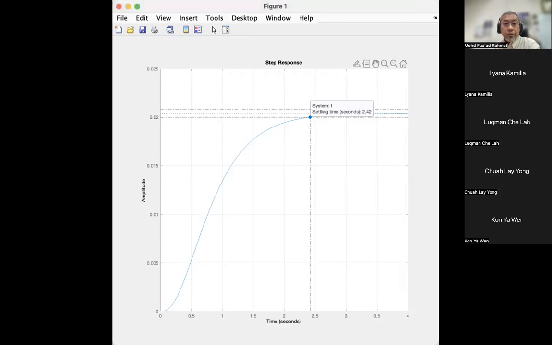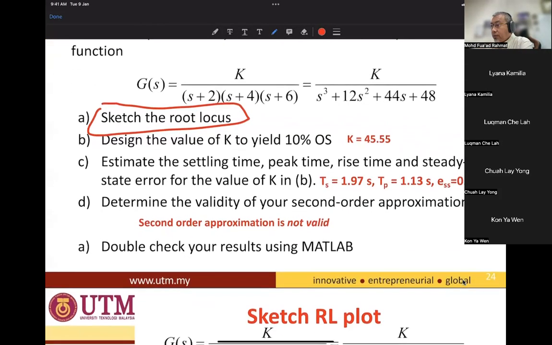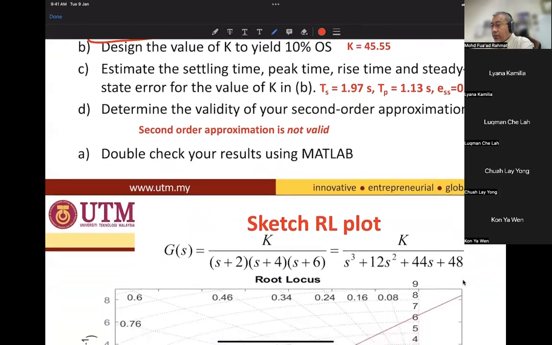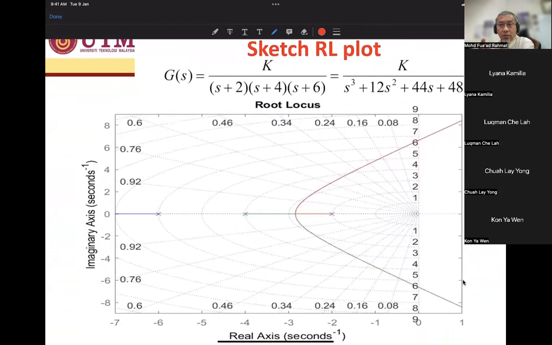Right. So now we go back to the slides. Okay. So the red color is the answer. You can ignore it. Right. So first we sketch the root locus. Okay, I already taught you how to do the programming.